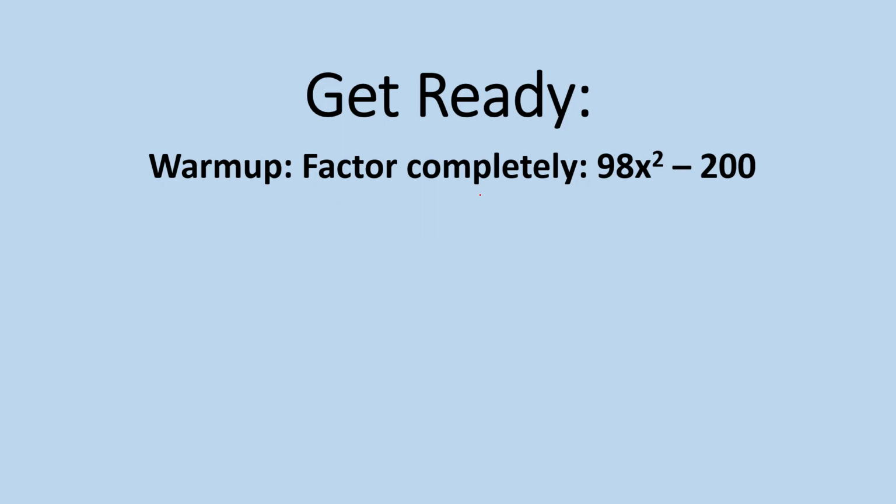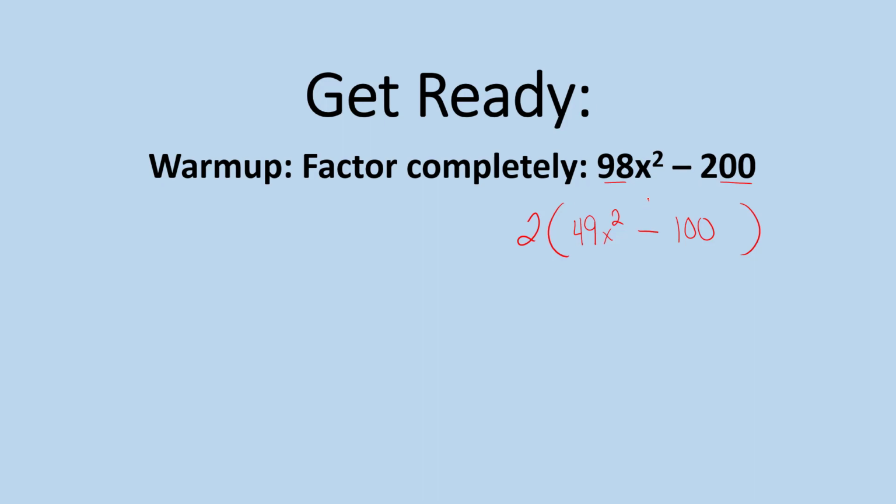All right, as we continue, hopefully you remembered that you want to try to factor out any number value before you start looking for any difference of squares or other factors. So is there a number that can be factored out of both of these terms? They are both even, so at the minimum, they can both be divisible by 2. So 98 divided by 2 gives us 49x squared. Minus 200 divided by 2 is 100.